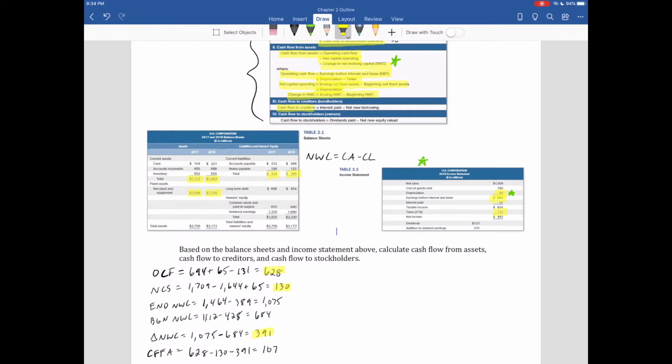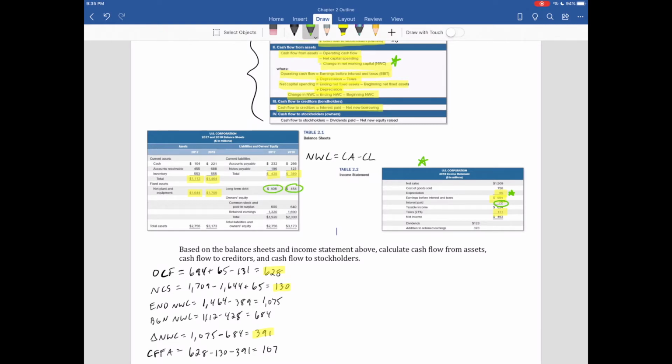Looking at our equations, cash flow to creditors is equal to interest paid minus net new borrowing. So this combines, once again, the income statement and the balance sheet. Interest paid here is $70, and then net new borrowing focuses on your long-term debt. So our creditors are termed as our long-term debt. So we're looking at the change in long-term debt balances from 2017 to 2018.